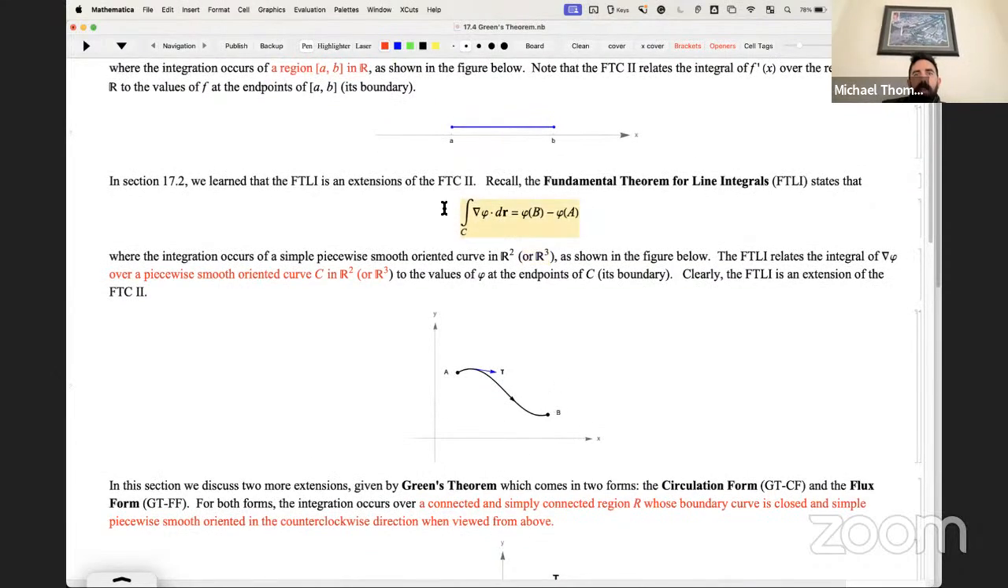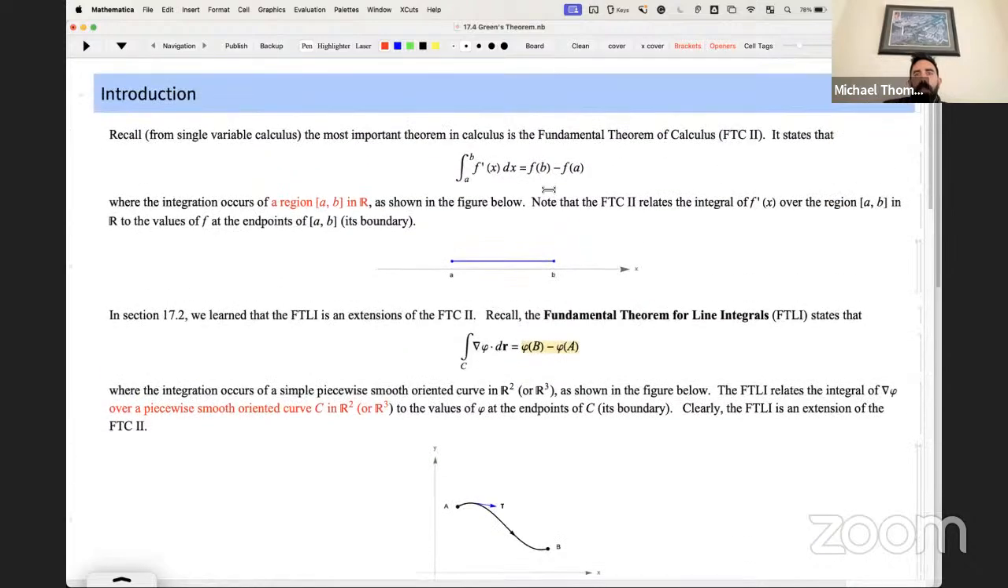So what does the theorem say? Well, it says that if you want to evaluate this line integral over this entire curve from A to B, as long as you can find phi, which is sort of like the antiderivative of the gradient of phi, it's a higher dimensional version. Remember, the gradient kind of acts like a derivative in a sense. Then you can evaluate the line integral by simply evaluating phi at the endpoints and subtracting. It's very similar to what we did with the fundamental theorem of calculus part 2.